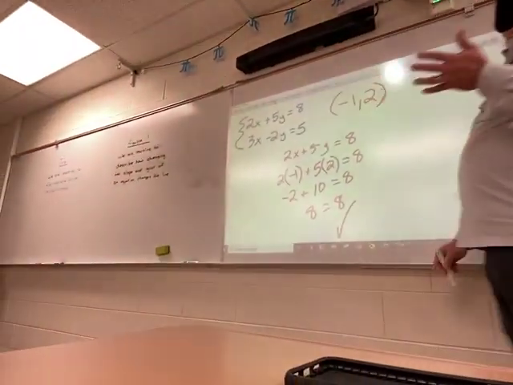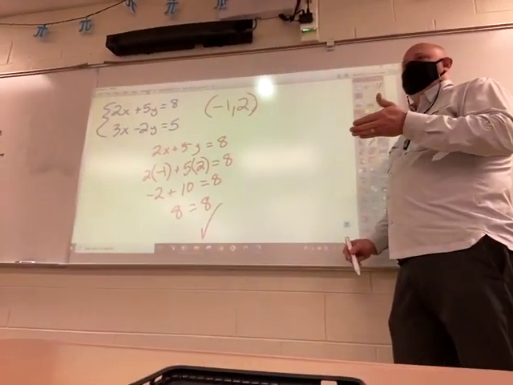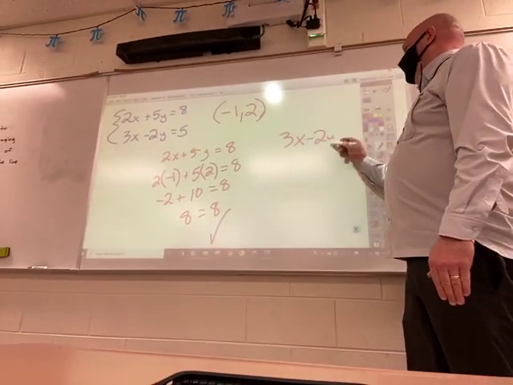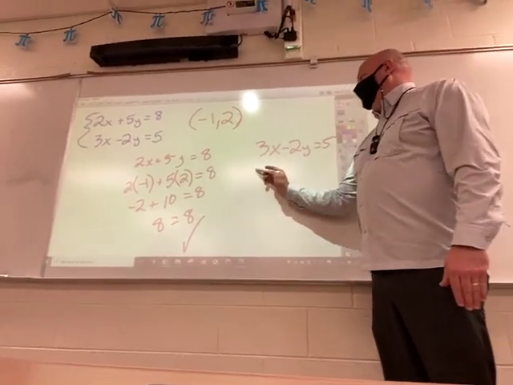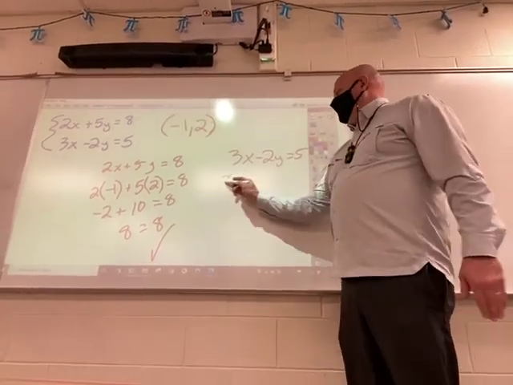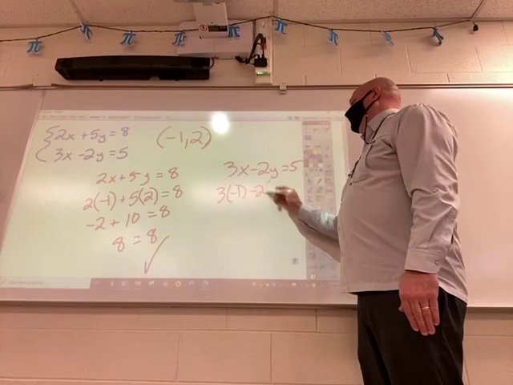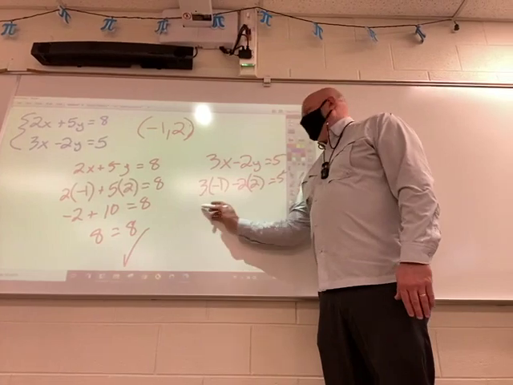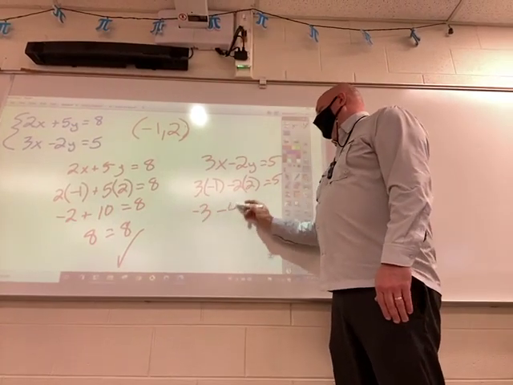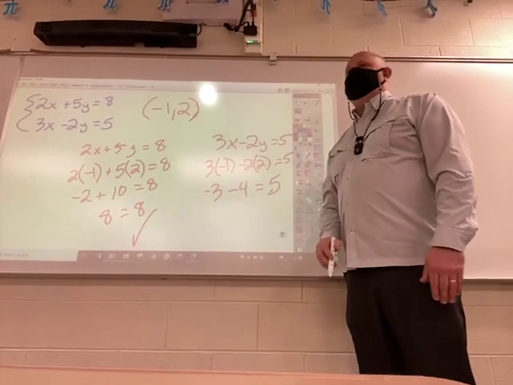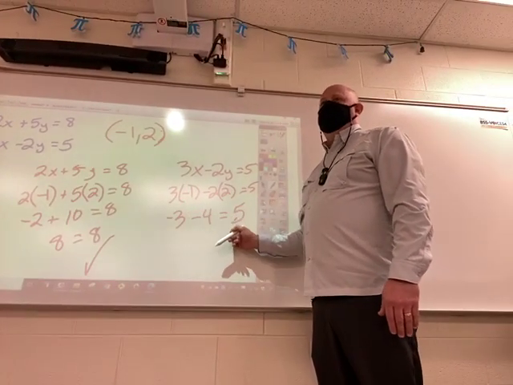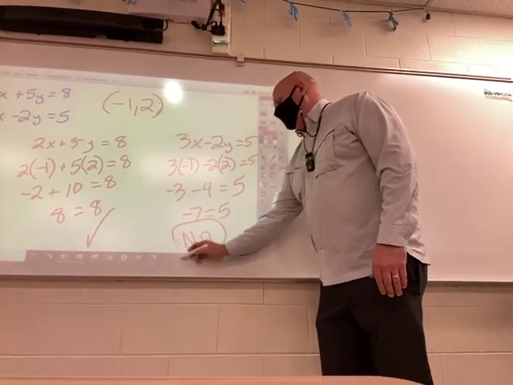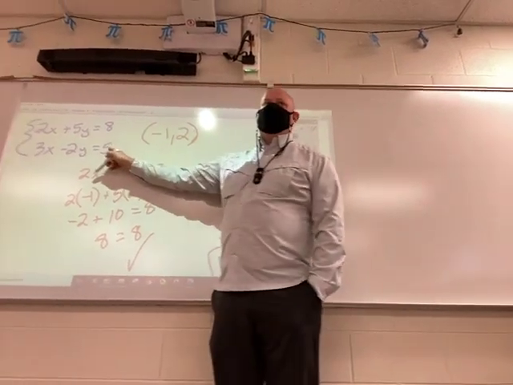But for this to satisfy this system, it has to work in both of them. So we have to also check the 3x minus 2y equals 5. Well, 3 times the negative 1 minus 2 times the 2, and let's see if it equals 5. 3 times negative 1 is negative 3. That'd be negative 4. Does that equal 5? Does negative 3 minus 4 equal 5? No, it equals negative 7. This is not the answer to this system of equations.